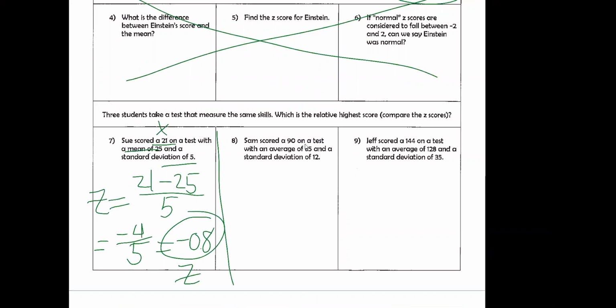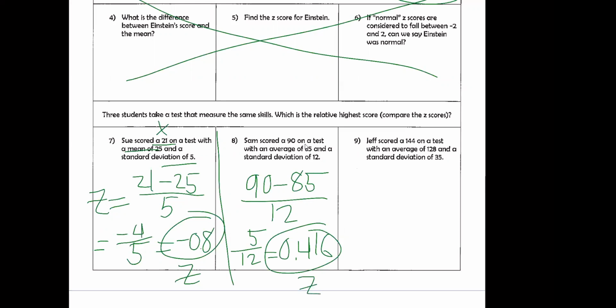On this one, it says Sam scored a 90 with an average of 85. So that's going to be the top of your fraction. And then divided by the standard deviation for him is 12. So that would be 5 over 12, because 90 minus 85 is +5. And if you divide that, 5 divided by 12 is approximately 0.416. You could round that if you'd like, but that's their z-score.